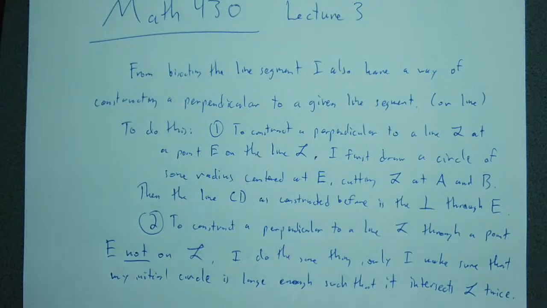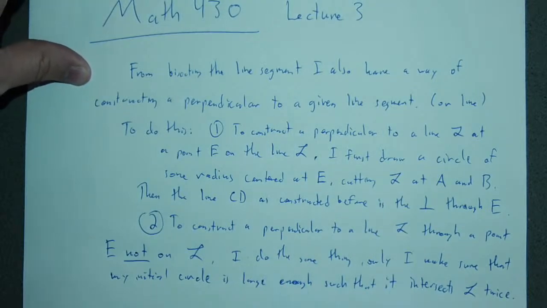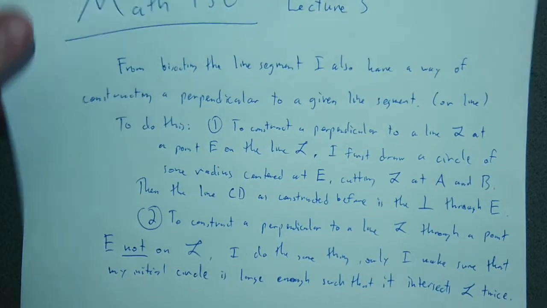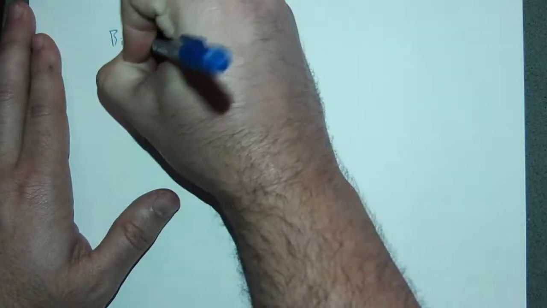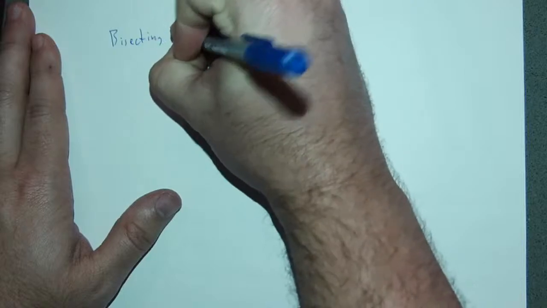So here's these two things. Constructing a perpendicular follows immediately from bisecting a line segment. Okay. Now let's bisect an angle. Okay, so let's bisect an angle.